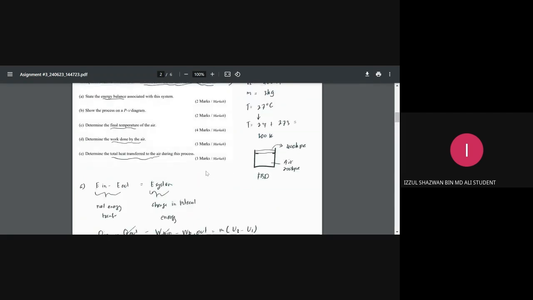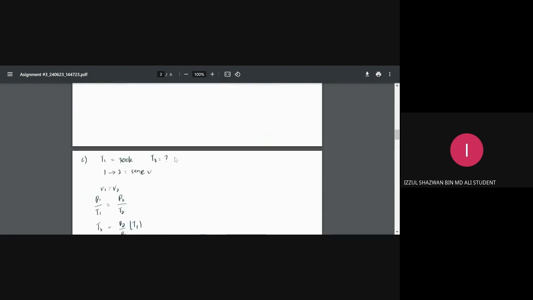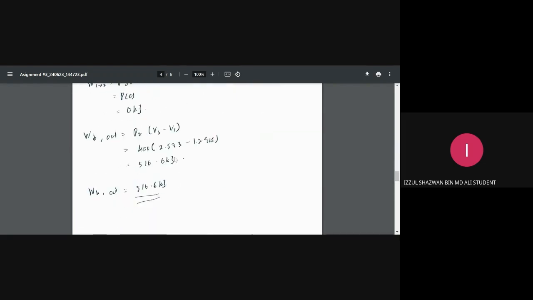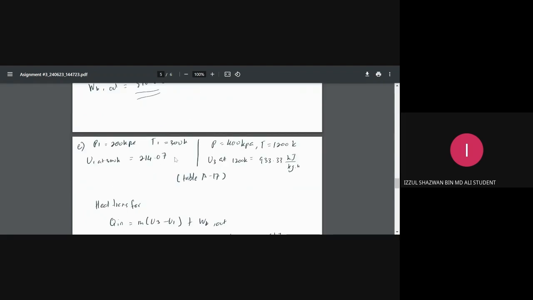Next, the final question asks for the total heat transfer to the air. For that, we need to find U1 and U3 first. We find both of these values at table A17. So U1 at 300 will be 214.07, and U3 will be 933.33 kilojoule per kilogram.